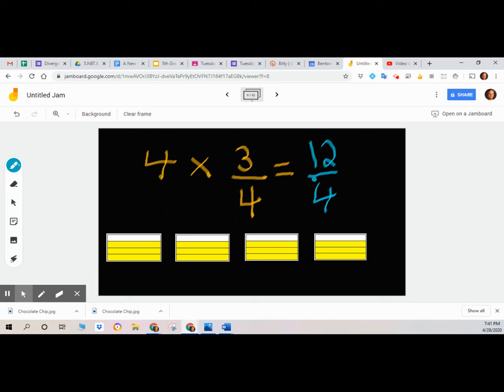Remember, the fraction bar just means divide. So if that's divide, it's going to be 12 divided by 4, which will be 3. So that will be 3 wholes.